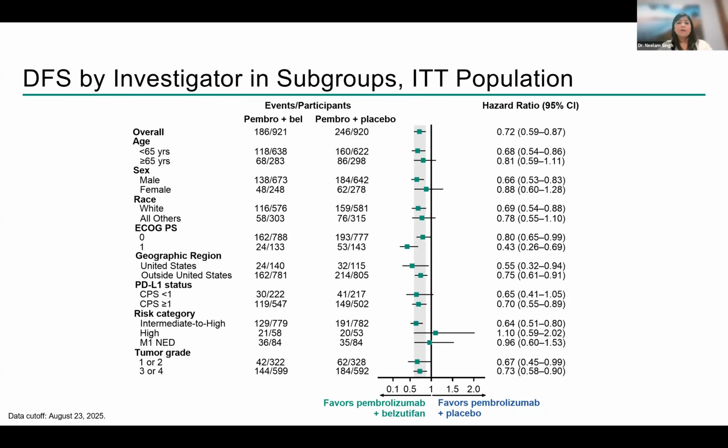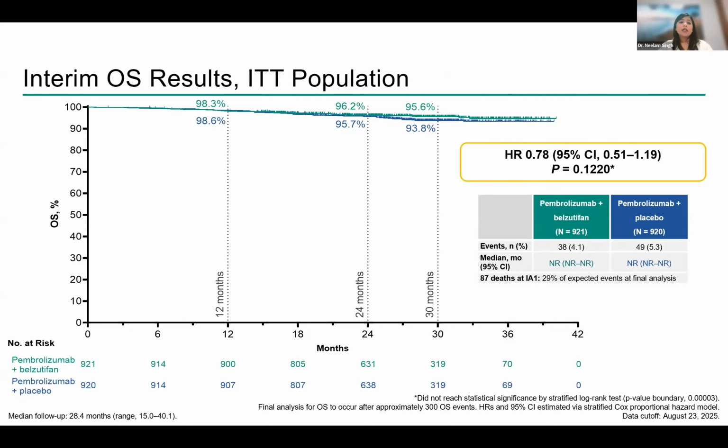Again, in the subgroup analysis, we see that almost all the subsets benefited with the pembrolizumab with belzutifan arm. Looking at the interim OS results, the curves are pretty much overlapping. But we can see some encouraging data, though the data is still immature. We can look at the hazard ratio of around 0.78.